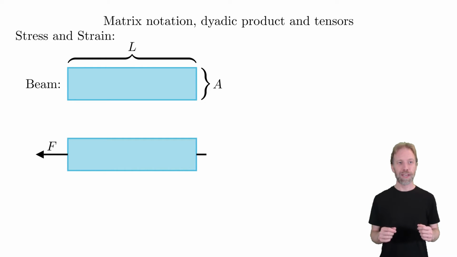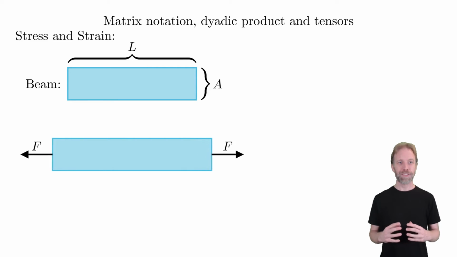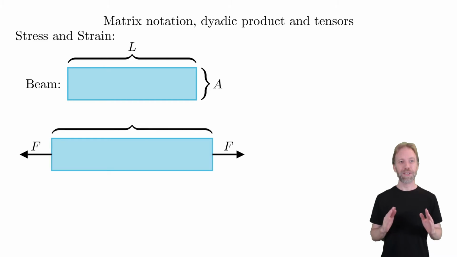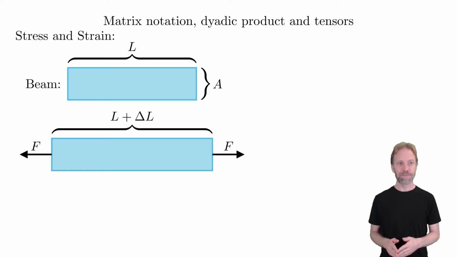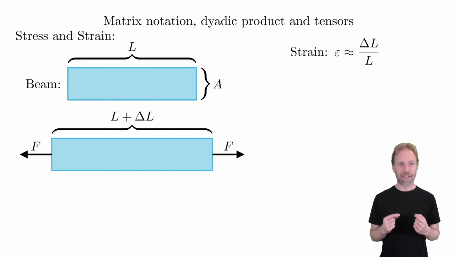Now we are going to pull at the ends of the beam with a force F. This will make the beam become slightly longer. Call the new length L plus delta L. The strain will now basically be the change in length delta L divided by the original length L.